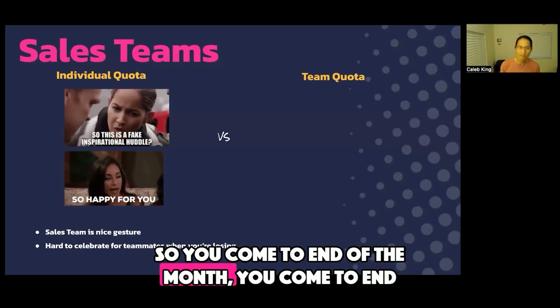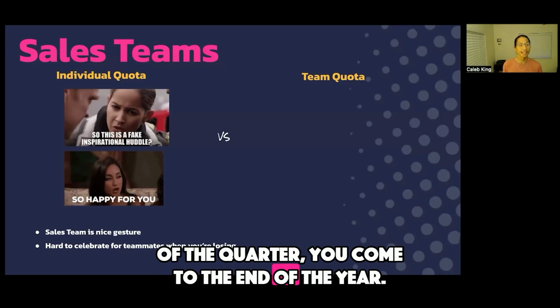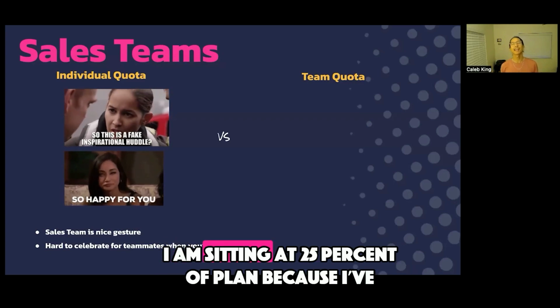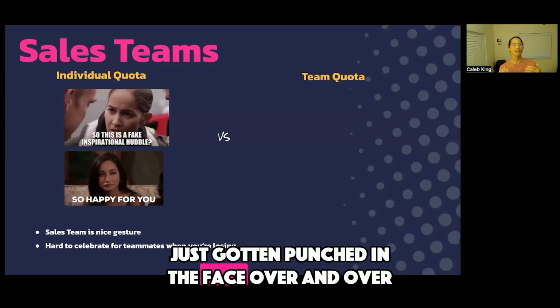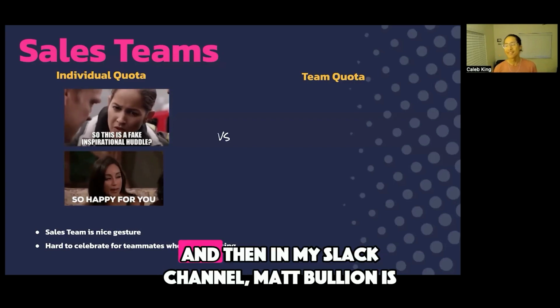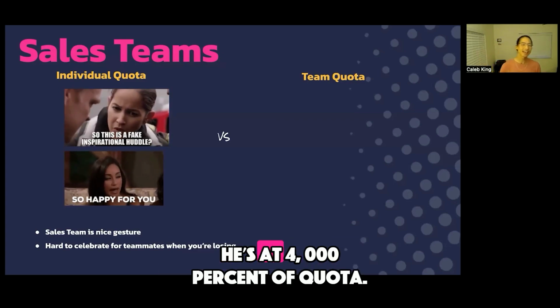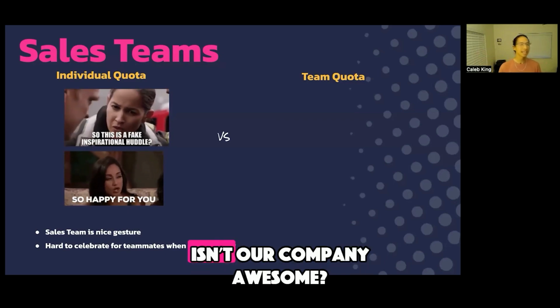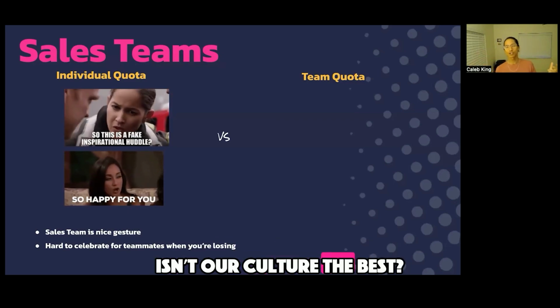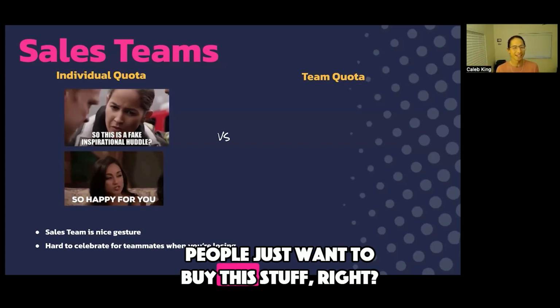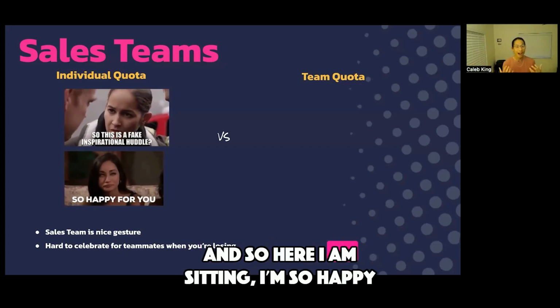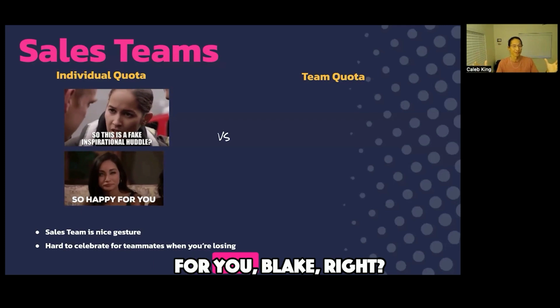So you come to the end of the month, the end of the quarter, the end of the year, and I am sitting at 25% of plan because I've just gotten punched in the face over and over, which happens in sales. And then in my Slack channel, Matt Bullion is saying, hey, let's give a shout out to Blake Lytle. He's at 4,000% of quota. Isn't our company awesome? Isn't our culture the best? People just want to buy this stuff, right? And so here I am sitting. I'm so happy for you, Blake, right?